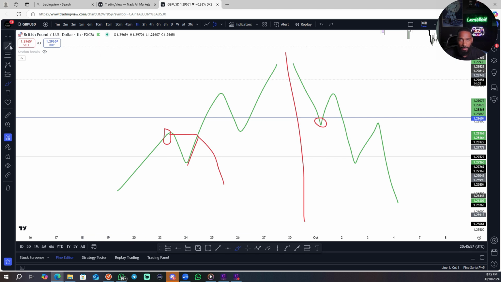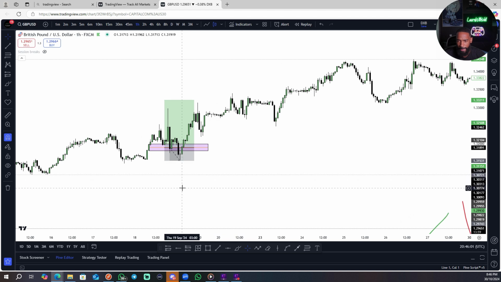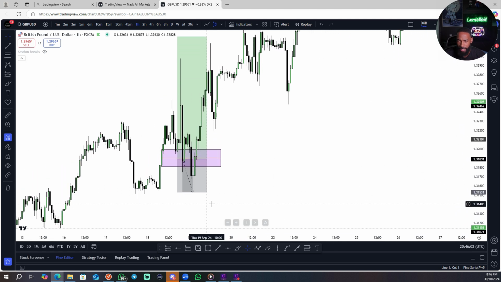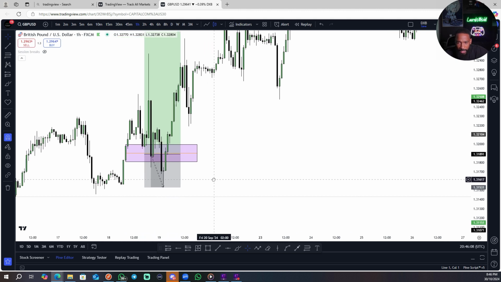Okay, so with that being said, we're going to have a look at some examples here, and this one is quite cool to have a look at. So we're going to start over here. This was a trade that I sent out inside my community, and we actually took this trade based off of two different reasons.